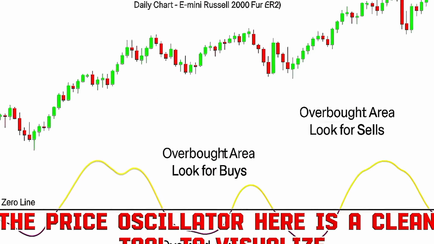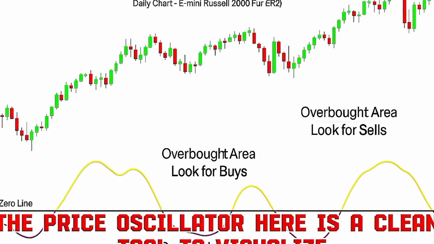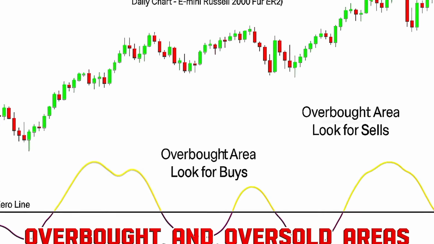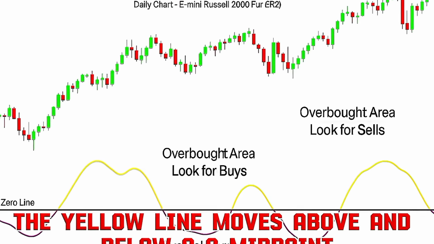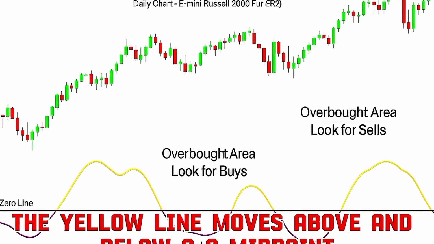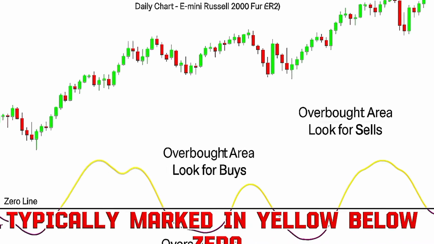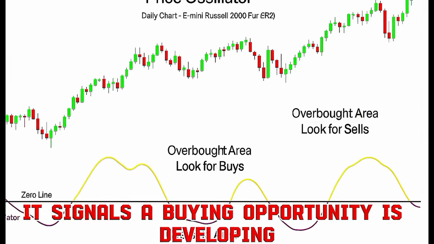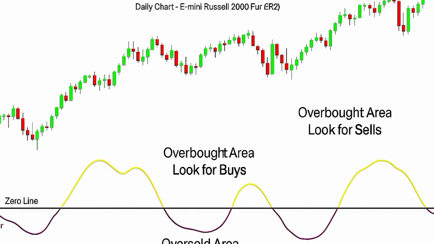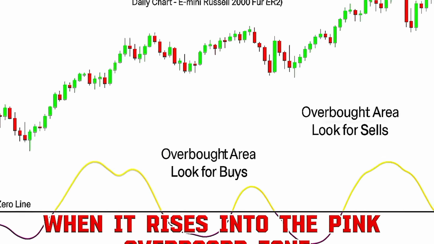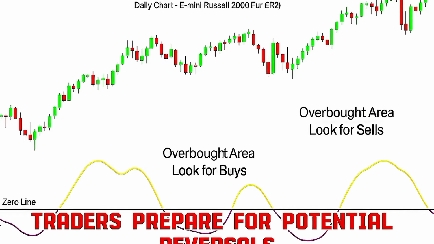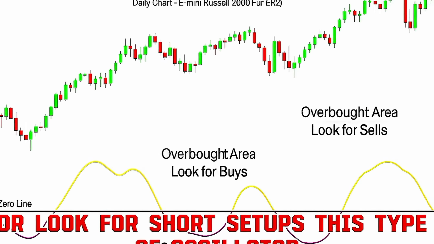The Price Oscillator here is a clean tool to visualize overbought and oversold areas. The yellow line moves above and below a zero midpoint. When the oscillator dips into the oversold zone, typically marked in yellow below zero, it signals a buying opportunity is developing. When it rises into the pink overbought zone, traders prepare for potential reversals or look for short setups.